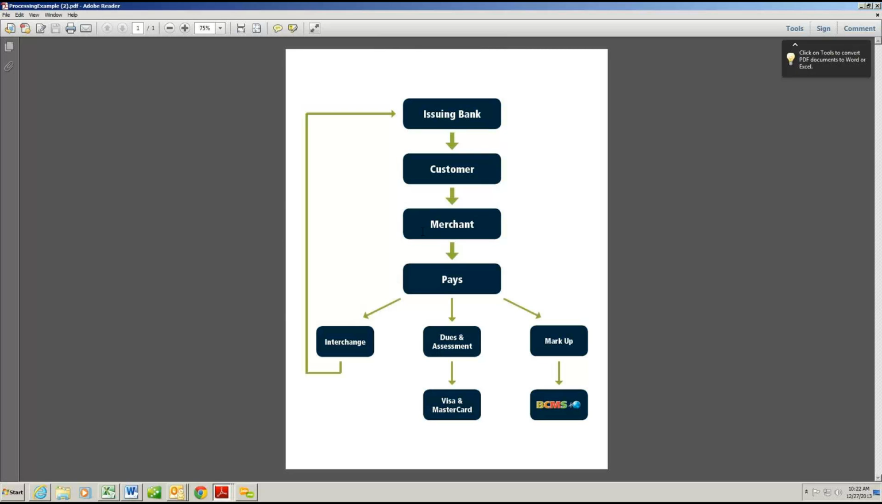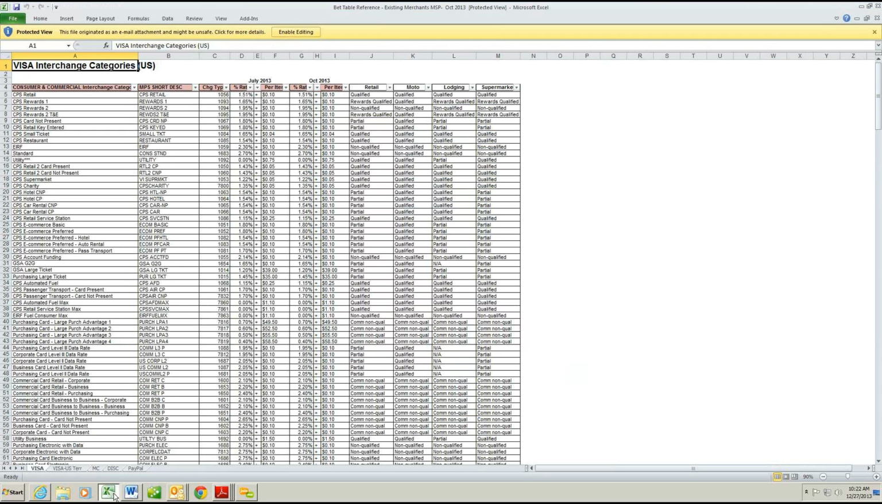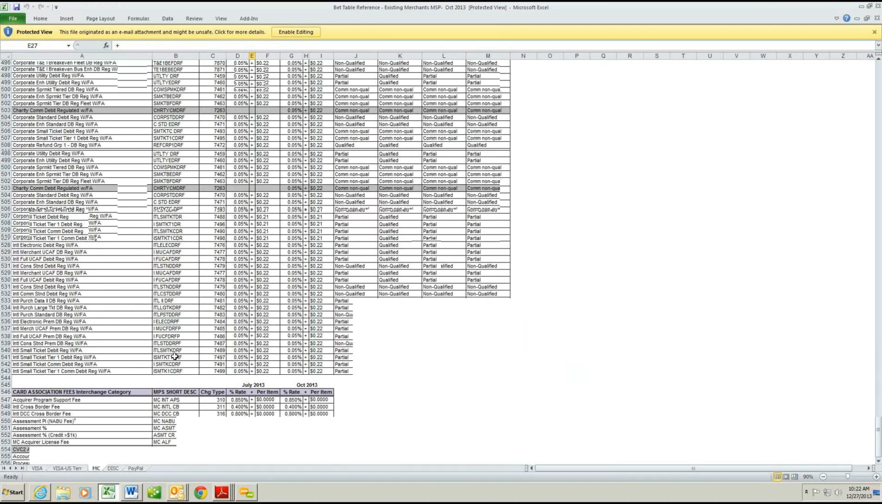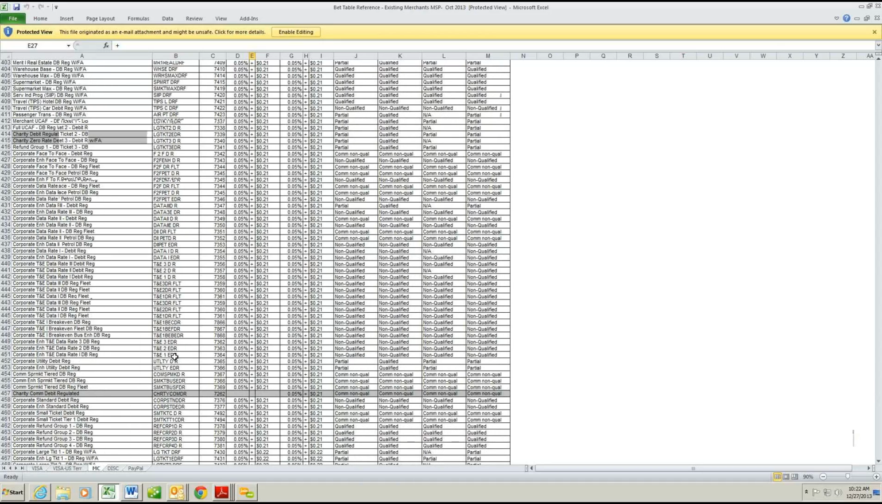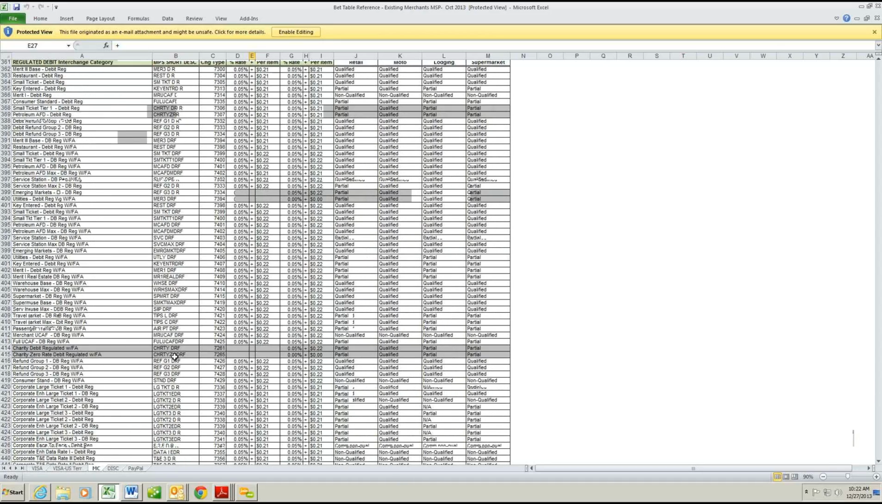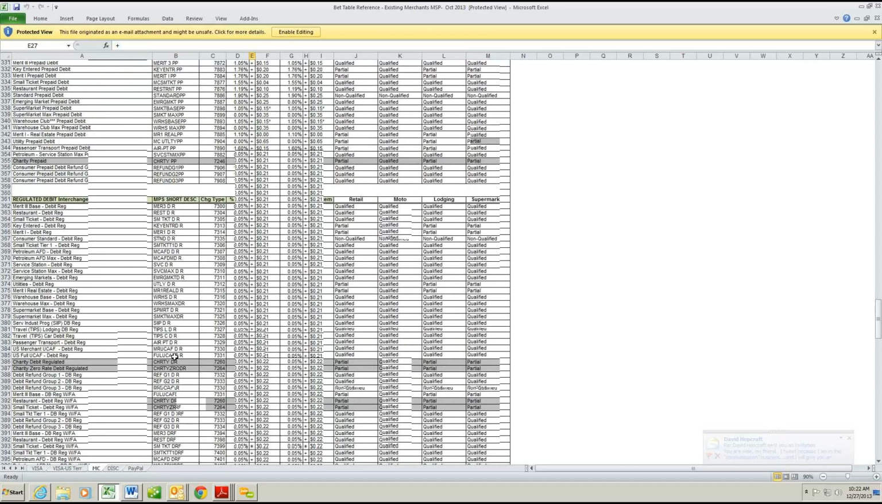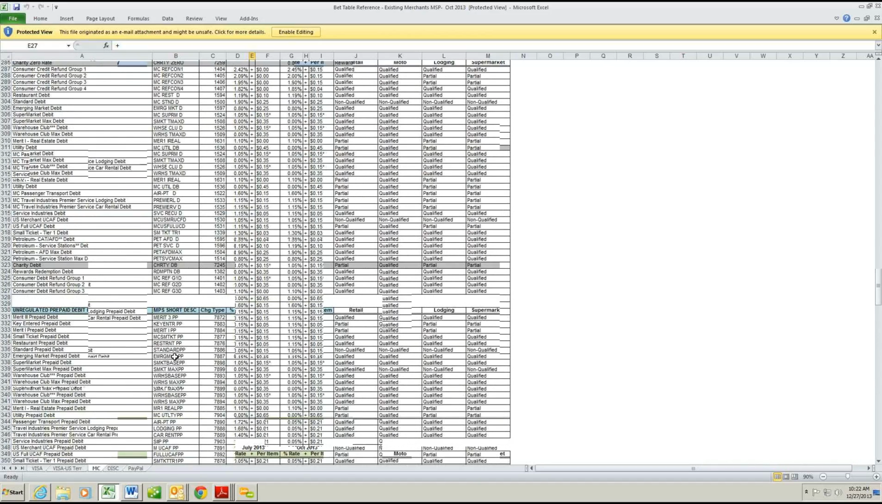On top of the interchange, you add dues and assessments, and there is a markup. The interchange goes to the issuing bank. The dues and assessments go to Visa and MasterCard, and the markup is what goes to BCMS, and in turn we split that with you. If you look at the actual interchange categories for Visa and MasterCard, as you can see, there are hundreds and hundreds of different categories, all with different costs, and related categories at different costs and how they qualify into a three-tiered pricing.